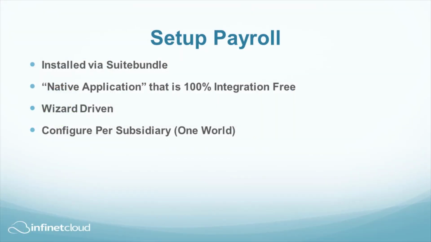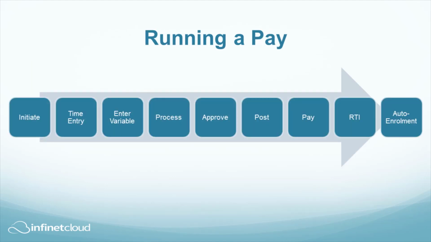Our application is installed via bundle. It is managed and updated every year as part of the license, and it is compliant with NetSuite One World for multi-subsidiary. The UK pay run process can have from 4 to 9 stages, including HMRC, RTI and auto-enrolment submissions.